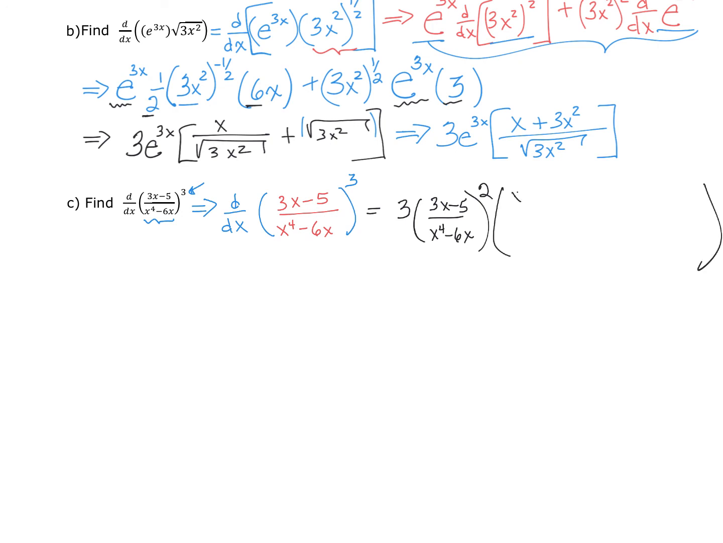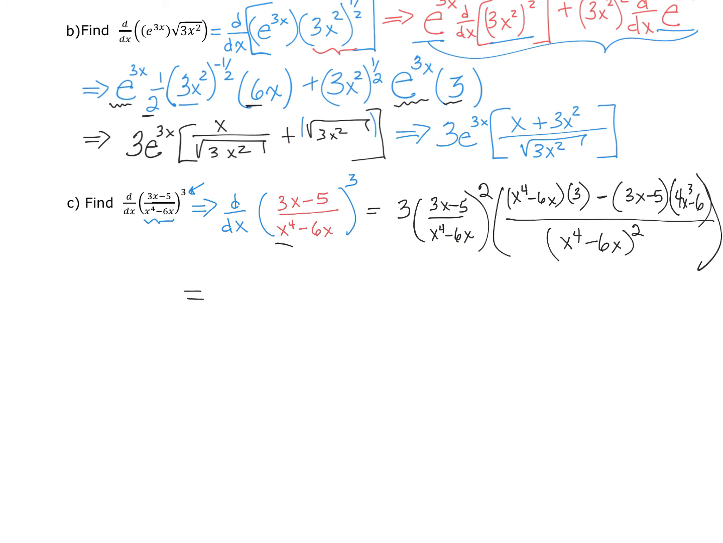So that's going to give the bottom, and then the derivative of the top will just give me 3 minus the top. The derivative of the bottom is going to give me 4x cubed minus 6 all over x to the 4th minus 6x squared.